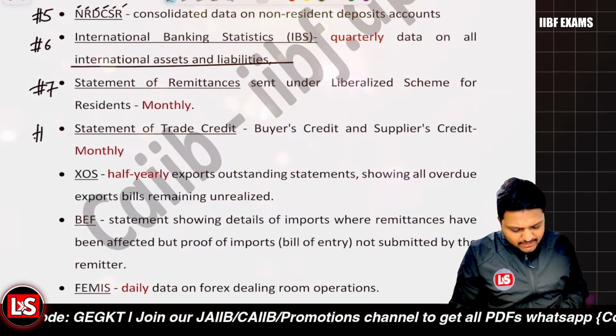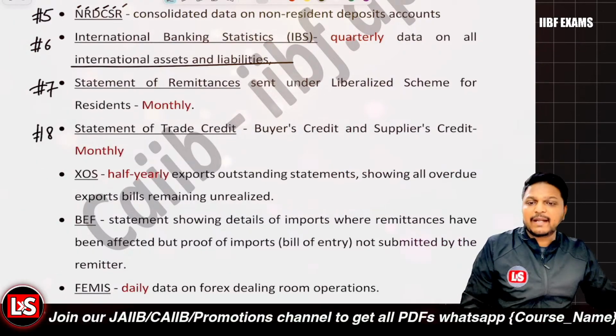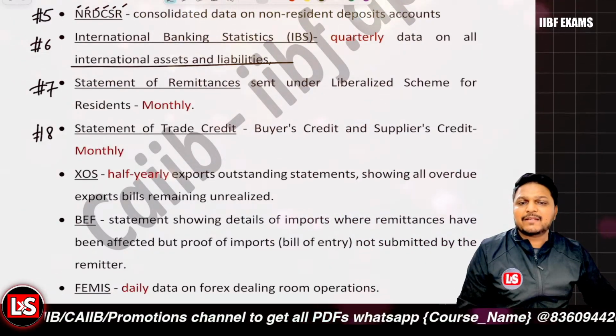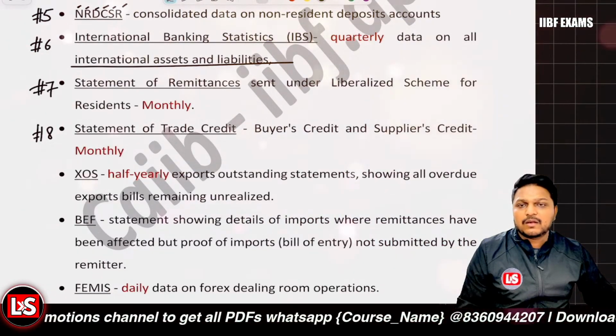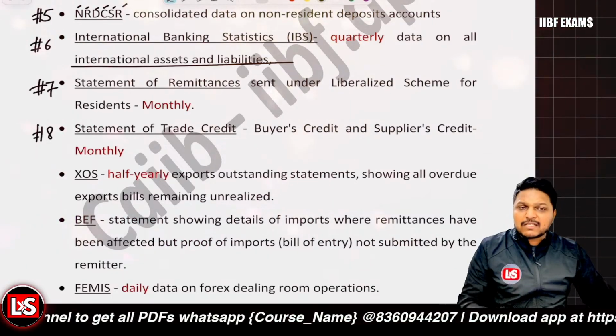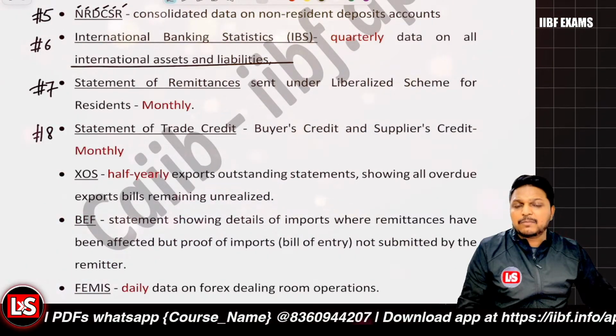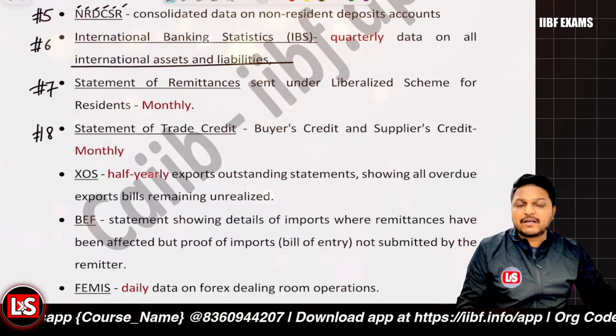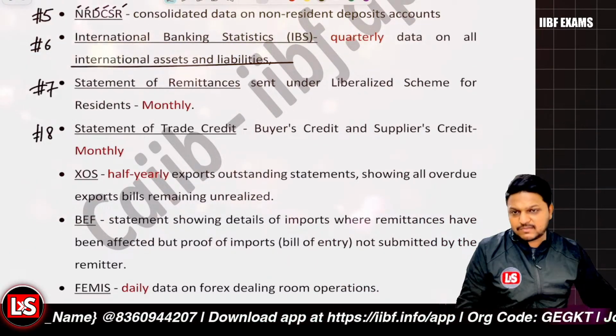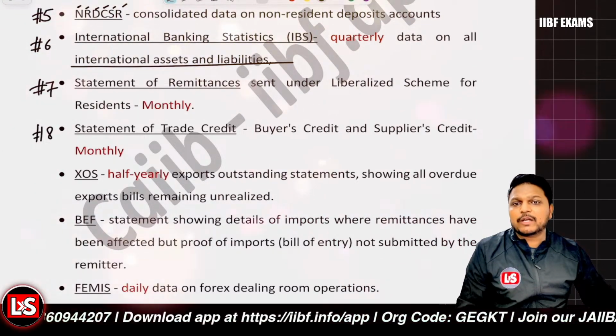Further, the eighth one is the statement of trade credit. Now, what is trade credit related to? Let's say we are talking about buyer's credit as well as supplier's credit. Monthly reporting is to be done when the credit is raised for import purposes, right? So that is to be reported.